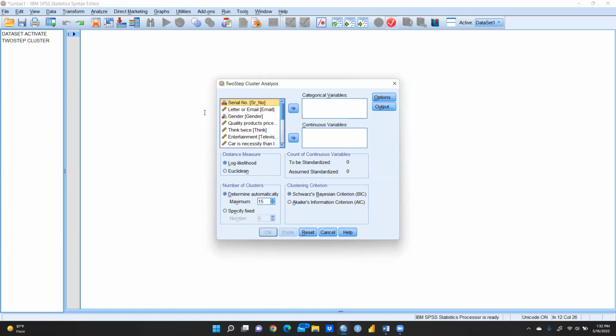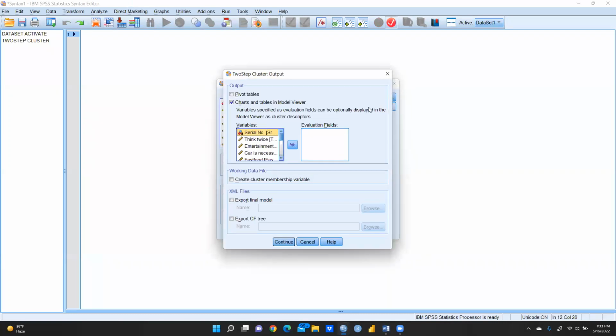After that, I want to check this cluster analysis on the basis of, let's say, email. And I want quality, product, price. These two things, and the categorical variable is gender. Here you can see determine automatically is 15, but I don't want that, so let's say I'm just putting a maximum of 4. Specify fixed is not required, so determine automatically, 4.